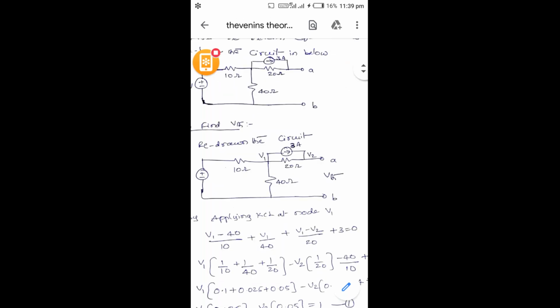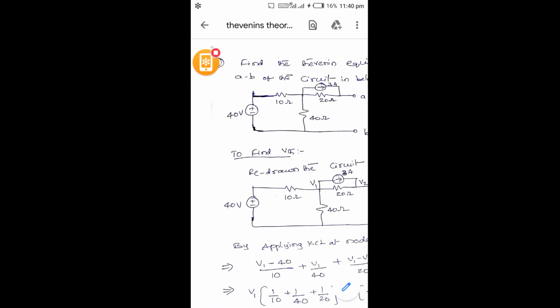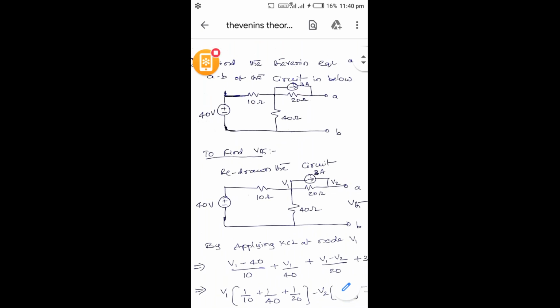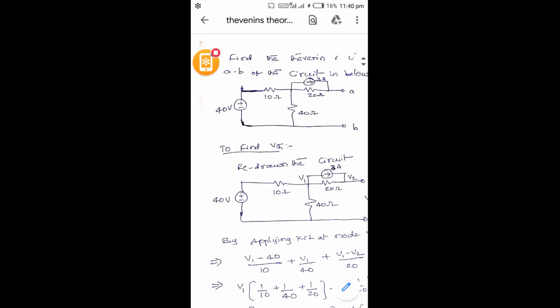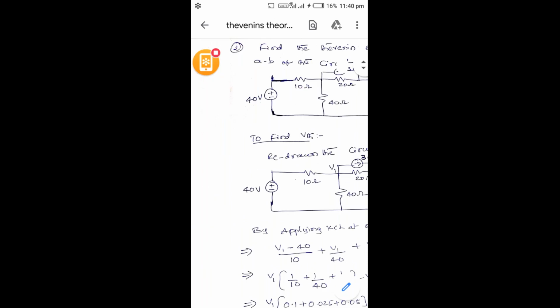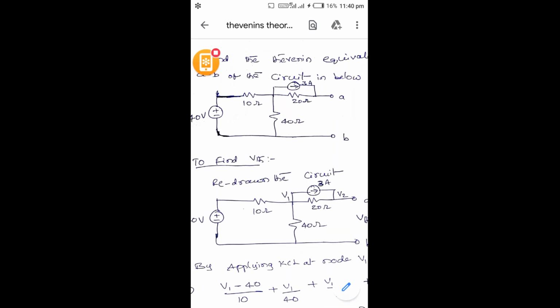From the circuit, by applying Thevenin's theorem, find the Thevenin's equivalent at terminals A and B of the circuit below. By observing the circuit across A and B, find first VTH, then go for RTH, and we can draw the Thevenin equivalent circuit across the A and B terminals.